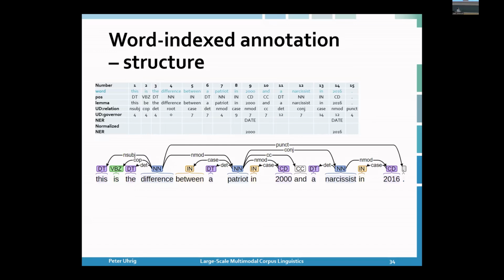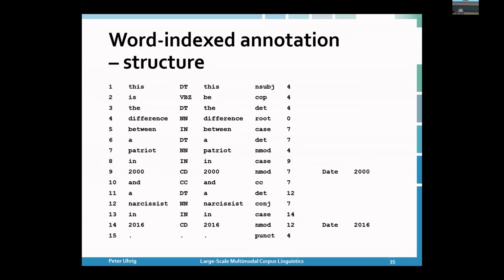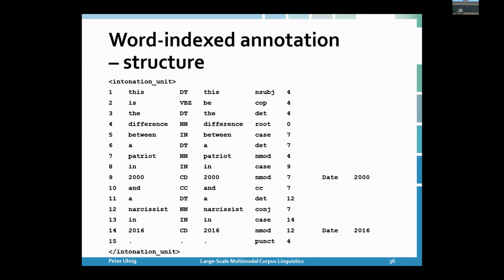this is the difference between a patriot in 2000 and a narcissist in 2016. And part of speech, lemma annotation, UD relations, these are the dependency relations, named entity recognition, normalized named entity recognition, things like that. So you get the idea. On each word, you can have annotations, and then you can represent it in a table like this, like the CoNLL format or the vertical format that is often used in corpus linguistics. And if you want to mark certain regions, you can put XML around it and say, okay, this is intonation unit start, intonation unit end. That is the standard in corpus linguistics.